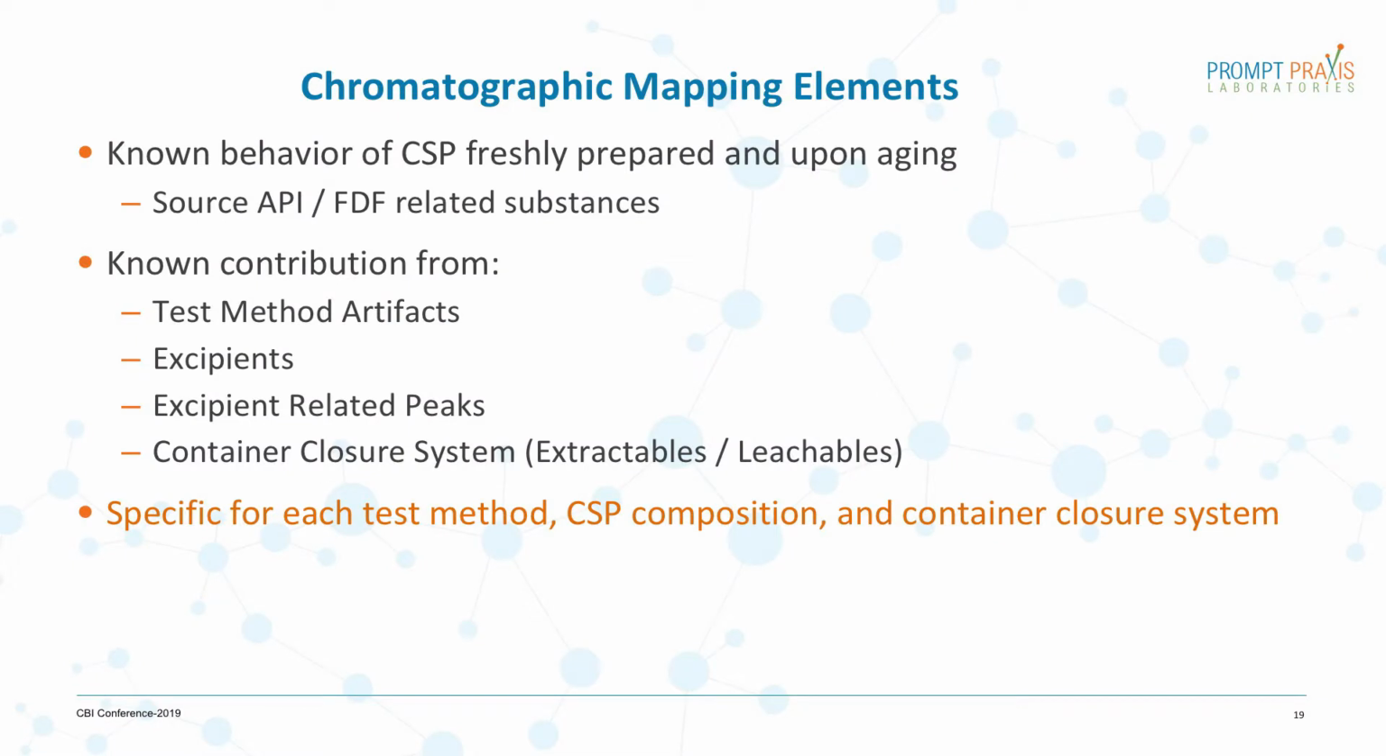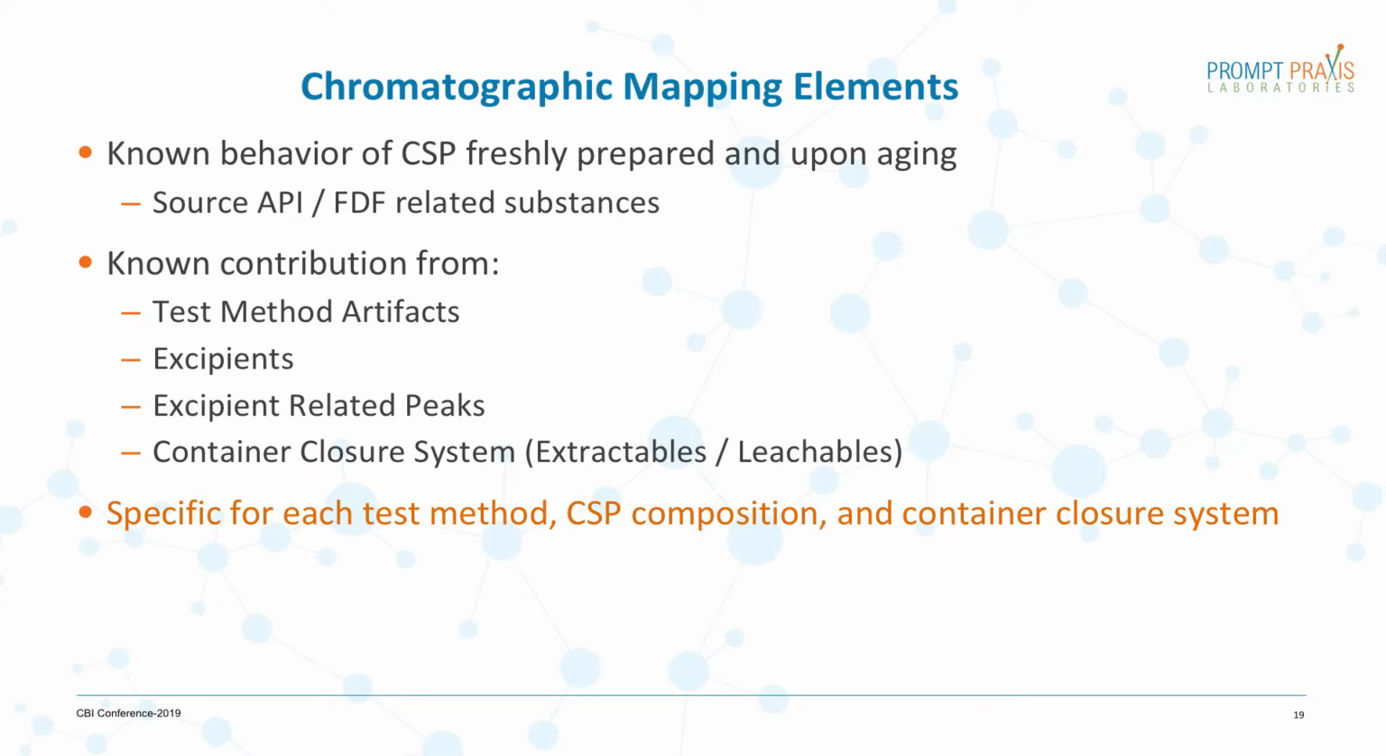So in order to collectively know what these elements are, as you go to ultimately monitor something on stability and understand what those results are telling you, you have to understand what's the known behavior of the CSP. What are the impurities in the API or the source drug you're using? And during method validation, you run very stressful conditions: high acid, high base, heat, peroxide, light.